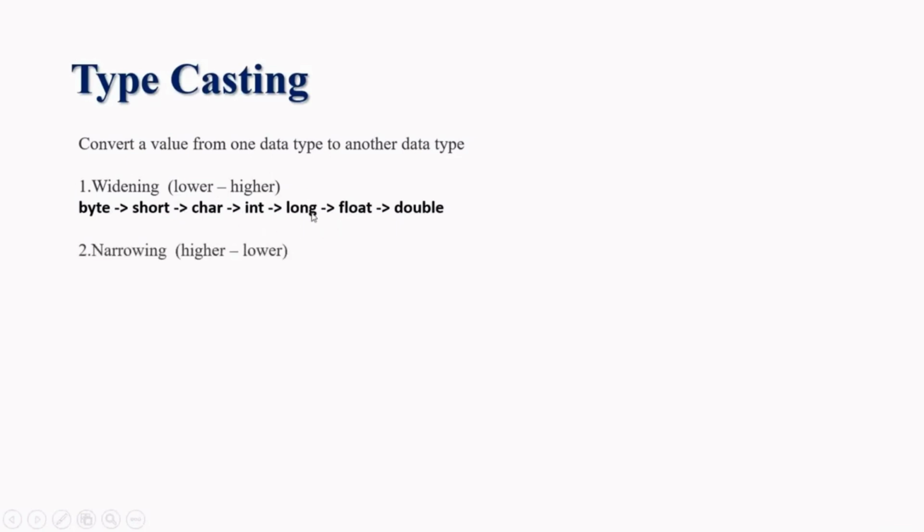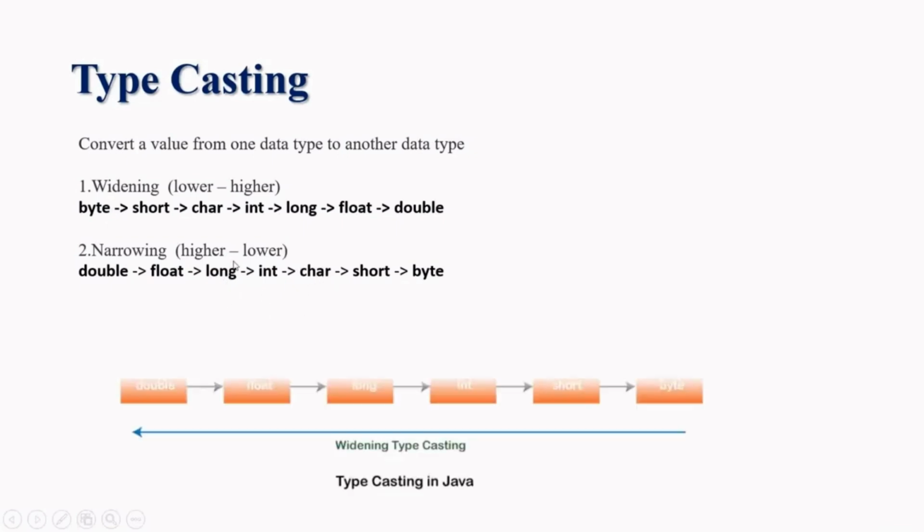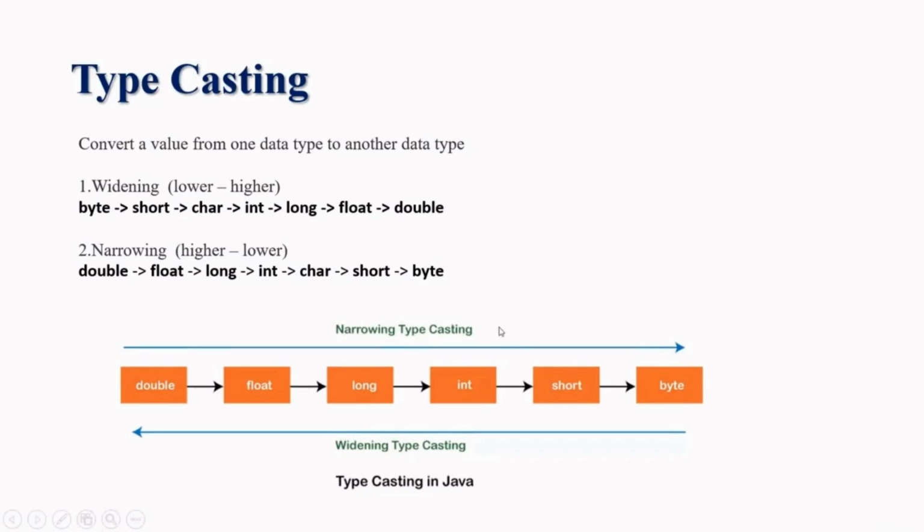And next is narrowing typecasting. It will convert a higher data type to a lower data type. It means it will convert double to float, float to long, long to int to char, char to short, and short to byte. This narrowing typecasting is done manually by the programmer. If you don't perform any typecasting, the compiler will generate a compile-time error. Okay, this is narrowing typecasting and widening typecasting.